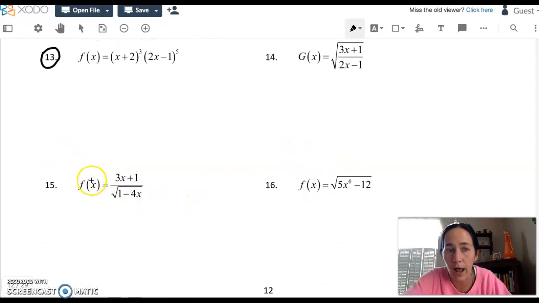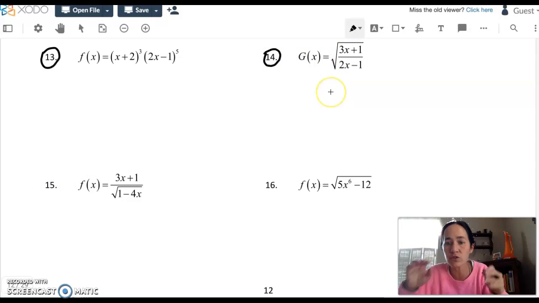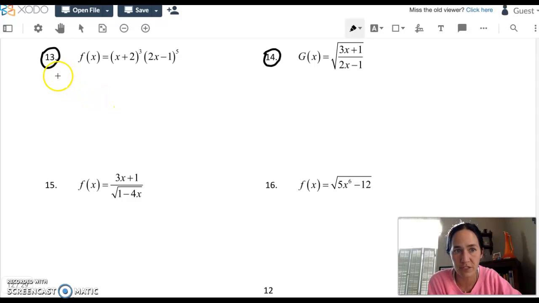Some quotients where I wouldn't... maybe the last 2 we could try would be 13 and 14. For 14, here's a quotient that I want to stay a quotient because you have x's, variables, on the top and bottom of the fraction. So let's end here. Let's look at 13.